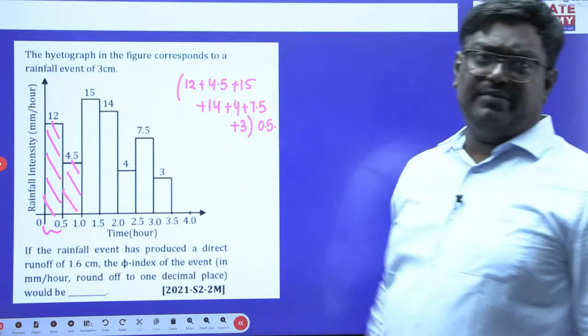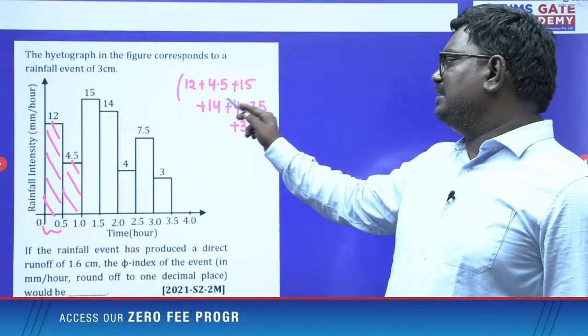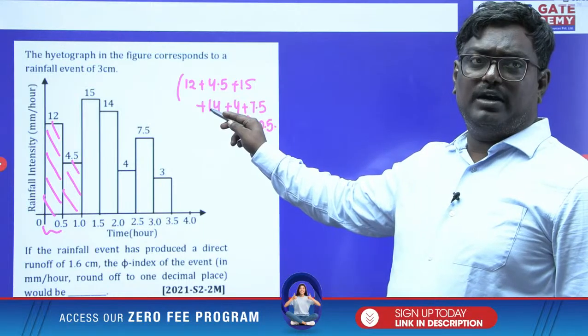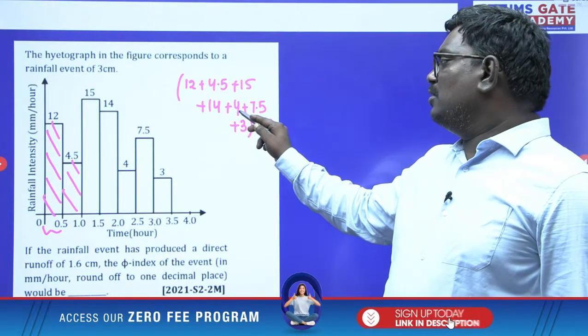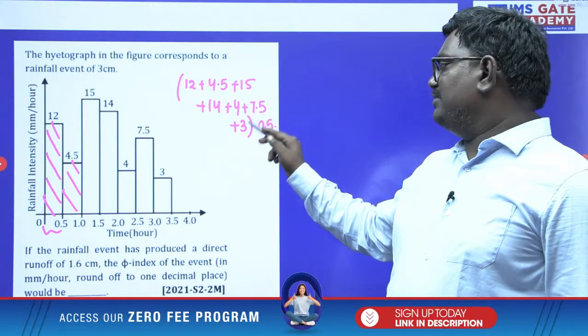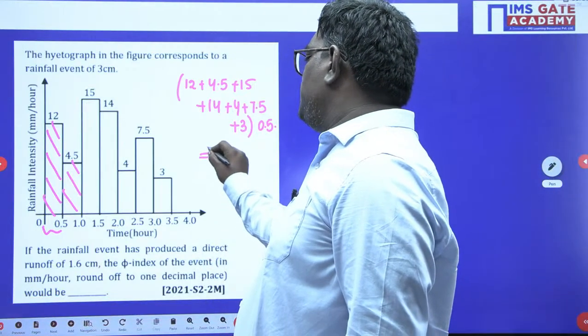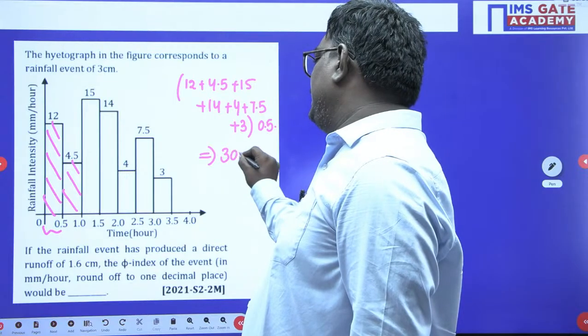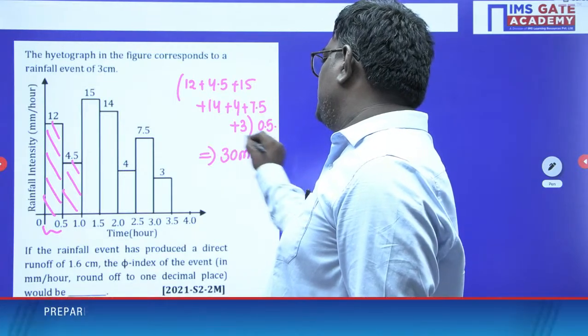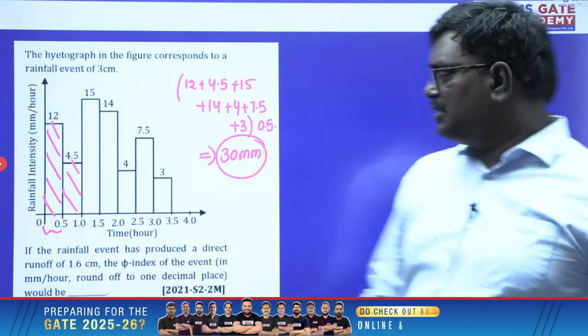12 plus 4.5 is how much? 16.5, plus 15 is 31.5, plus 14 is 45.5, 49.5, 57, 60. So 60 into 0.5 is how much? This will be equal to 30 mm. What will be the total precipitation here? The total precipitation is 30 mm.